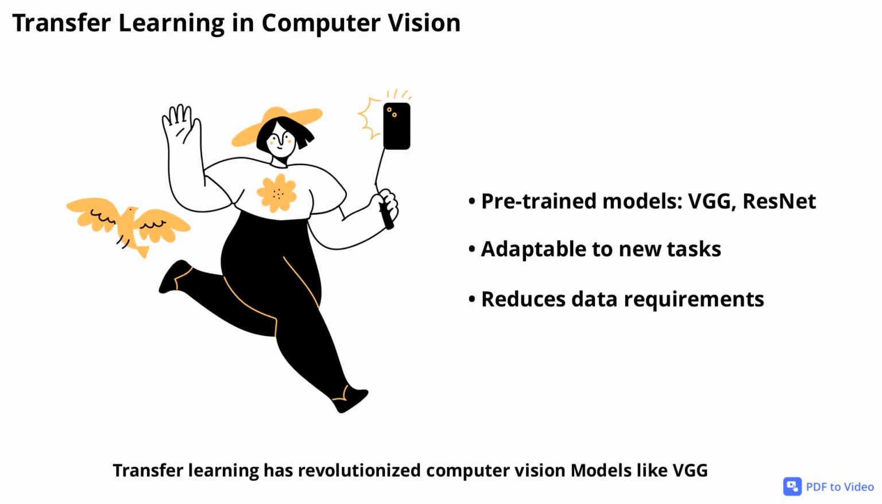Transfer learning has revolutionized computer vision. Models like VGG, ResNet, and Inception, pre-trained on massive datasets like ImageNet, can be quickly adapted to new image classification tasks. This has made high-performing vision models accessible to researchers and developers with limited data or resources.